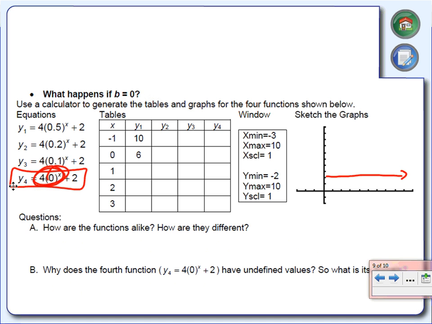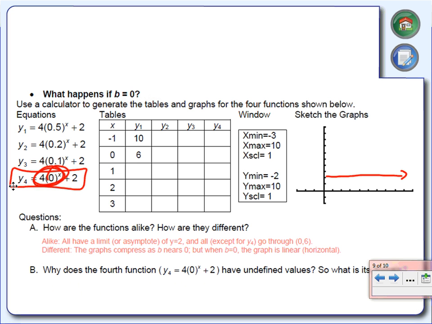Okay? So over here, how are the functions alike? How are they different? The main thing I want you to write down here is that the last equation, or y4, is linear. y4 is linear. And why is that one linear? Because we use 0 for b.